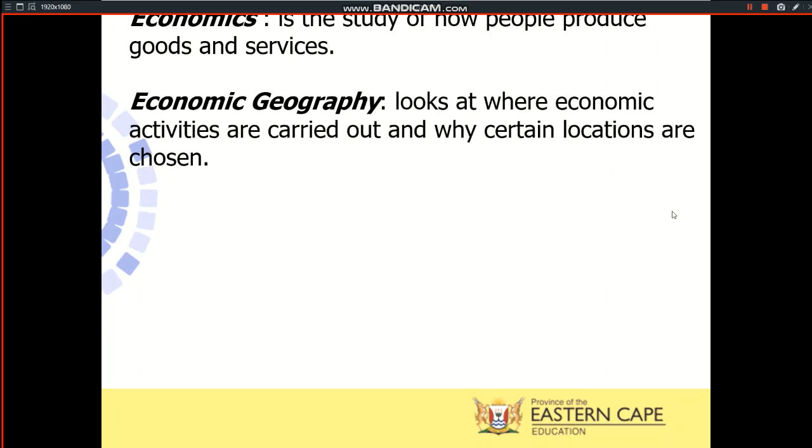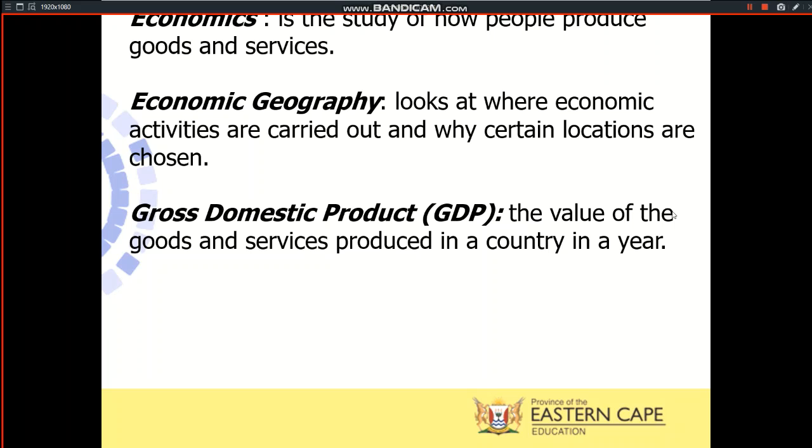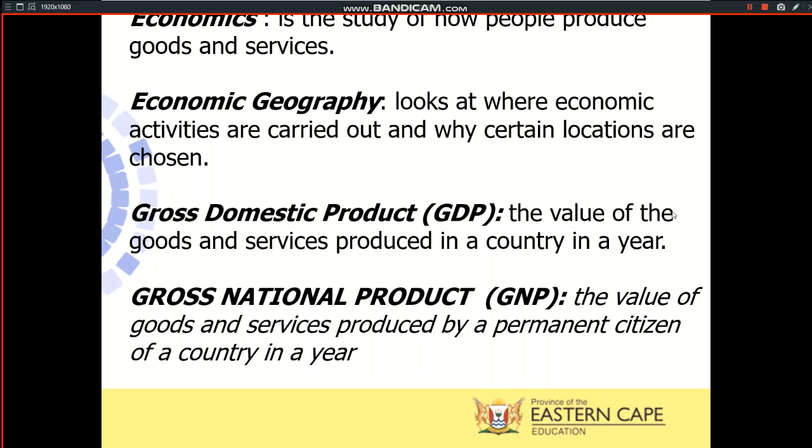Economics, what does economics mean? It's the study of how people produce goods and services. Economic geography, we look at where economic activities are carried out and why certain locations are chosen. We look at a term called gross domestic product, GDP, which is a common concept that you will be coming across in each of the sections of this topic, so you need to know it. It is the value of goods and services produced in a country. The gross national product, the GNP, is the value of goods and services produced by a permanent citizen of a country.